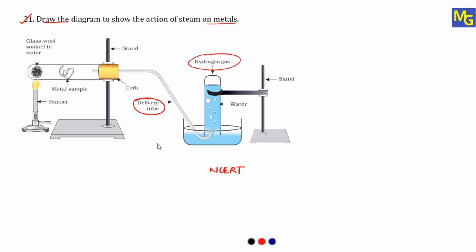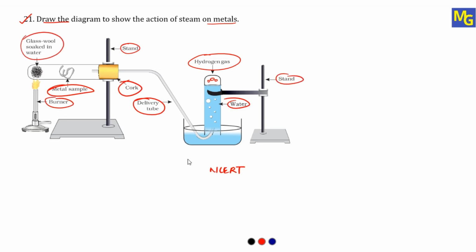So it has a Bunsen burner. This is the test tube which has glass wool soaked in water, and in front of this glass wool there is a metal sample. Once you heat this glass wool, the water will be heated and forms vapor, the vapor reacts with the metal, and here there is a delivery tube from which the hydrogen gas comes out, and we can see hydrogen gas bubbles in this test tube. So this is the diagram for this question, and these are the labels: stand, cork, water, burner, glass wool soaked in water.